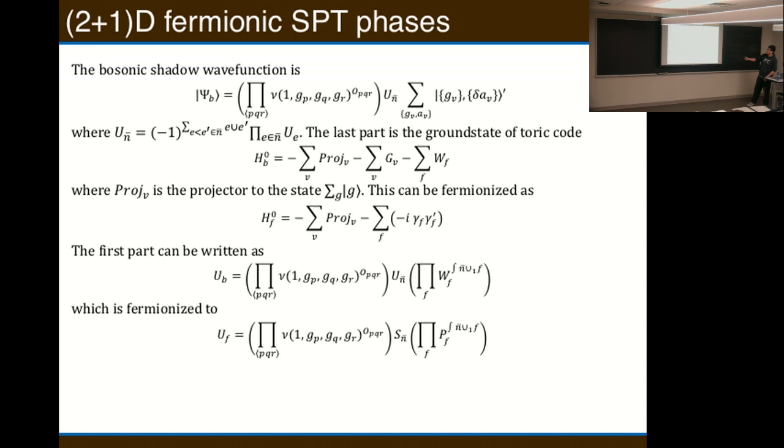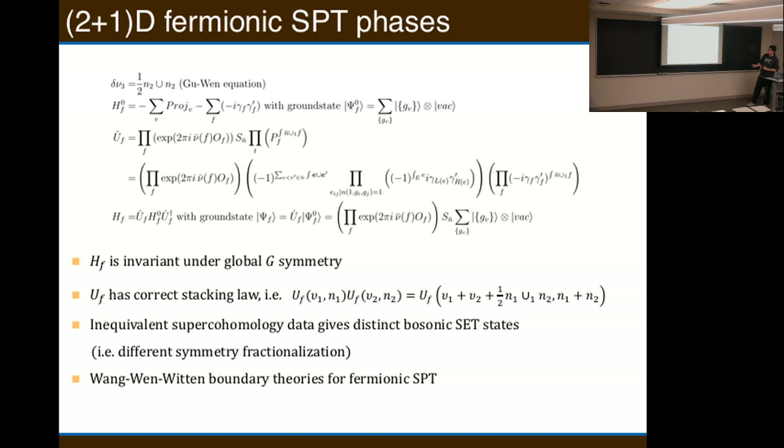So U is the bosonic U we defined before. It turns out we can rewrite this operator, this Pauli matrix, in terms of fermionic operators. So this state will become some fermionic state. I will just show you the result. So here's the fermionic wave function we construct. Here's the 2D result.